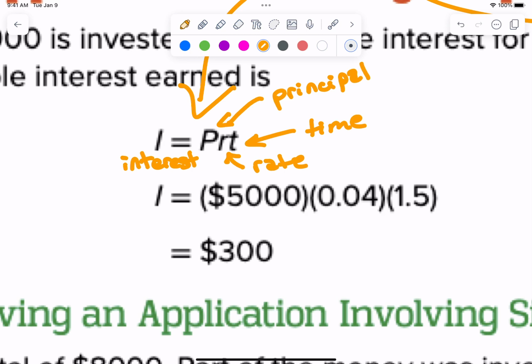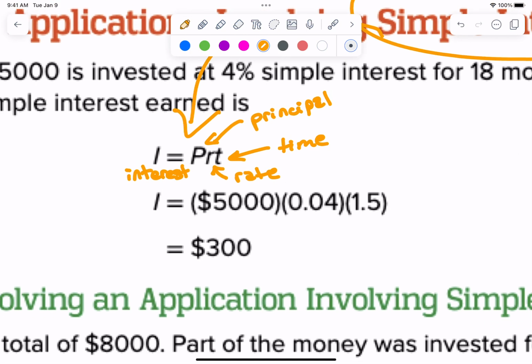I did it. Nice. You did nice. Don't take it apart. I want to look at it. Wait, principal. Okay, principal, rate, time.